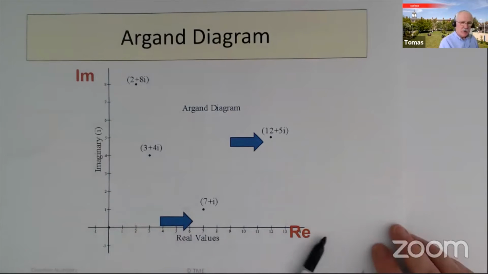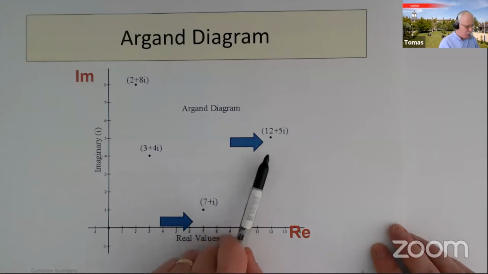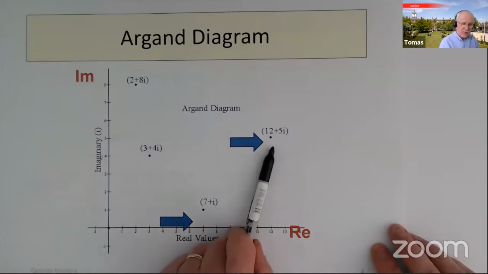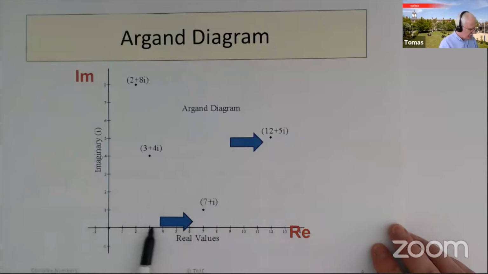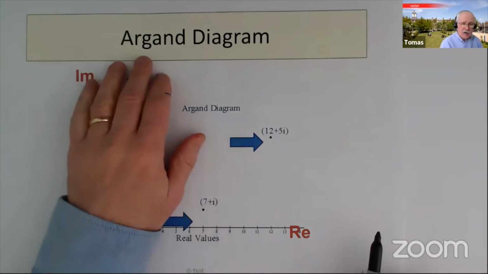Complex numbers can be drawn very much like the XY graph paper that we're used to. Here we've got just the top right-hand corner of it. So that's 12 out and 5 up, so 12 real and 5i, 3 out and 4 up, 2 out and 8 up. It's called the Argand diagram.